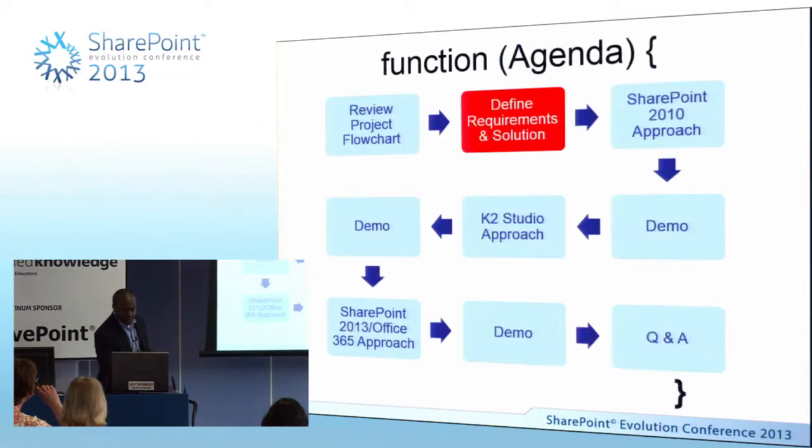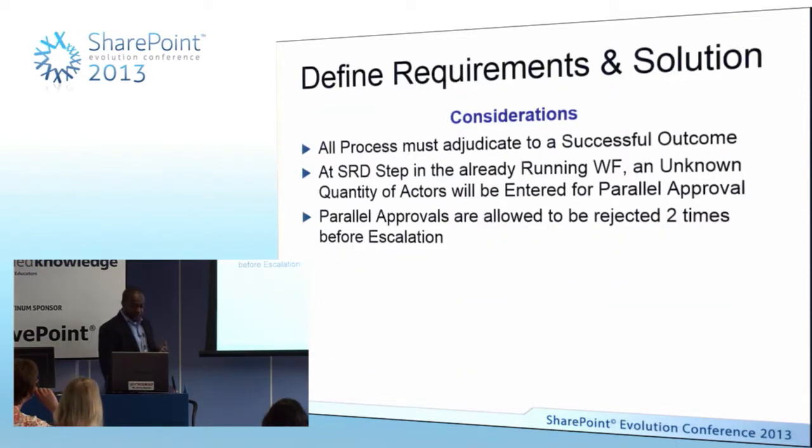All right? So let's talk a little bit about the solution. As I mentioned before, all processes must adjudicate to a successful outcome. At the SRD steps, while the workflow is running, there's an unknown amount of actors. The reason I say while the workflow is running is because if I was designing this and I knew ahead of time it was a finite amount, I could build that into the design. I can't if I don't know. It needs to grow or shrink to the amount of people that there is, and I need to be able to manipulate that loop process so that I can always count and say, okay, there's 10 people this time, loop through these 10 people, give them all tasks.